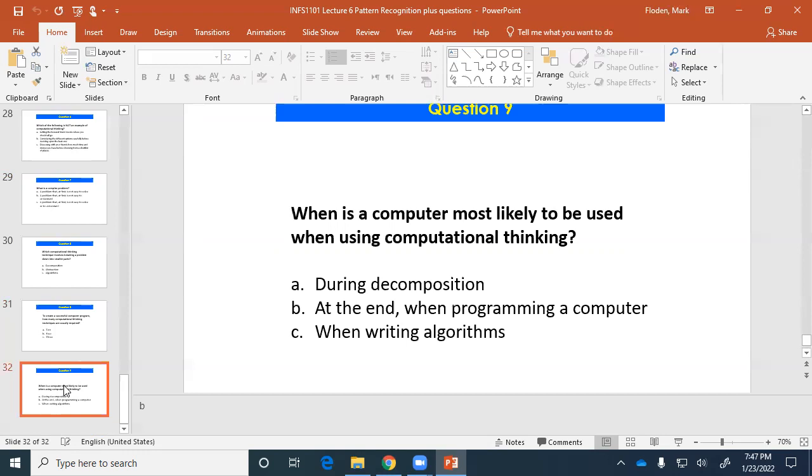That's right. All right. When is a computer most likely to be used when using computational thinking? Are we going to use a computer for decomposition? Look, never say never. I mean, maybe. All right. Are we going to use a computer for programming? Well, yeah, it's kind of hard to program without a computer. So I'm going with a really, really maybe. That's a big one. Yeah, I'm going with that. Writing algorithms? Maybe, but nah. Yeah, the answer is B.